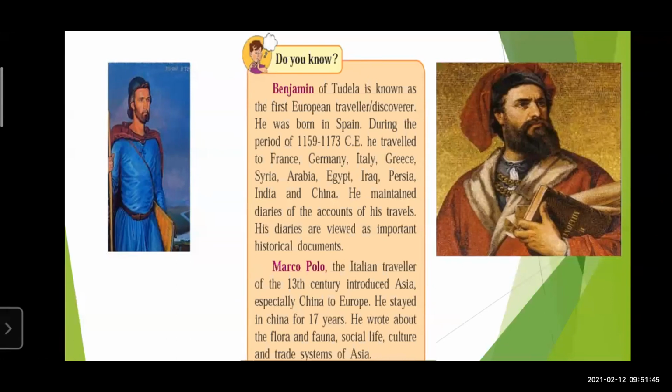Then we have Marco Polo on the right hand, the Italian traveler of the 13th century who introduced Asia, especially China, to Europe. He stayed in China for 17 years and he wrote about the flora and fauna, the plant and animal life, the social life, the society, culture, and the trade system, the import export of Asia.